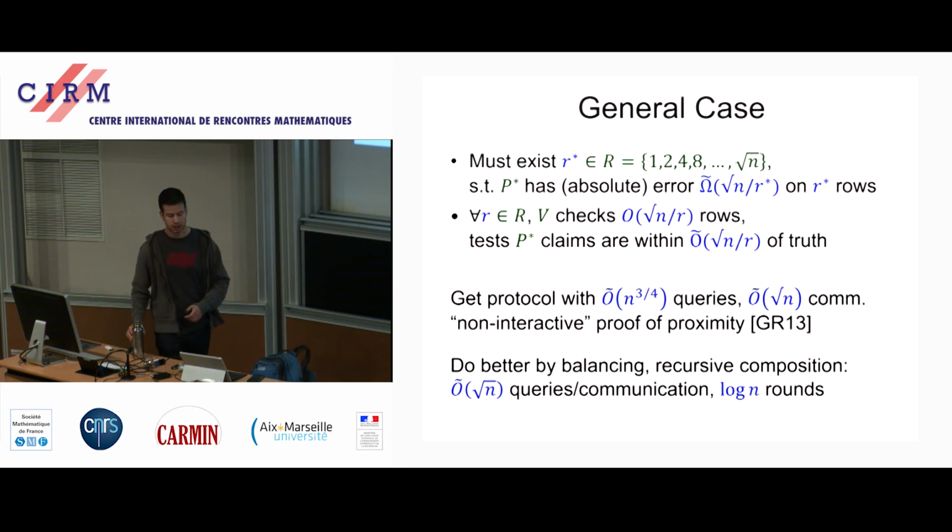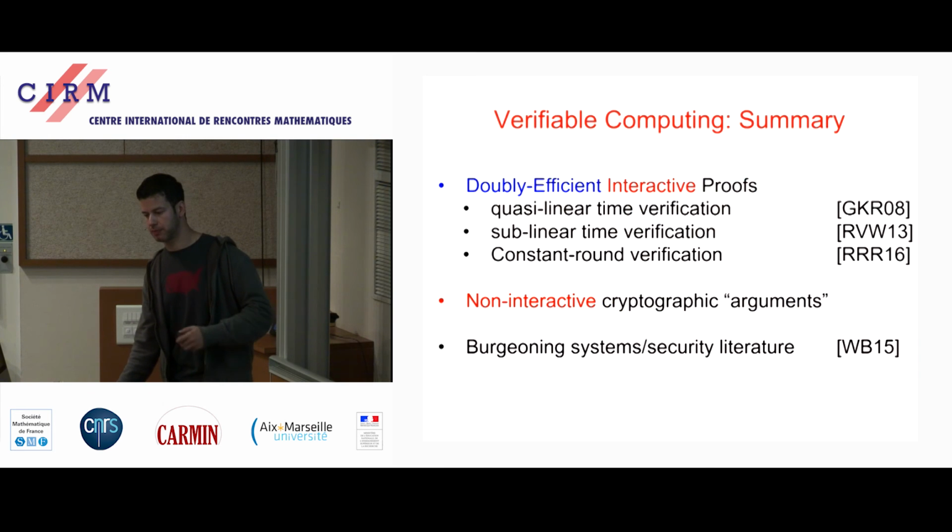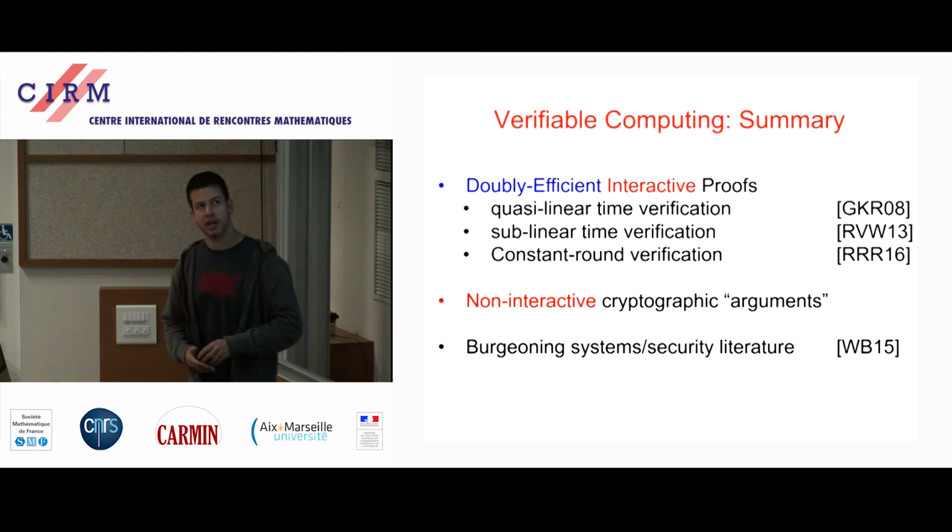So you certainly need root n queries. If you don't look at root n locations of the input, then it's clear that you can't detect root n distance. There isn't a lower bound on the number of rounds, and I don't think there's a lower bound on the communication. As far as I know, it might be possible to do this with logarithmic communication and root n queries. I don't know the answer to that. There has been work on reducing the number of rounds of interaction. Okay, so that was just an example.